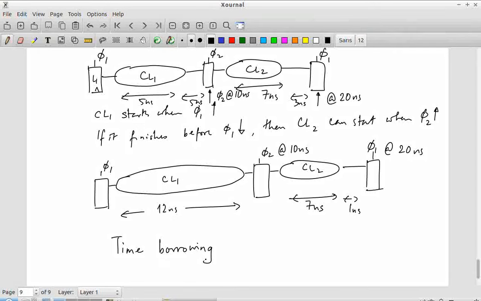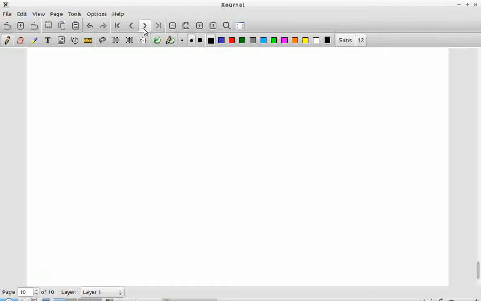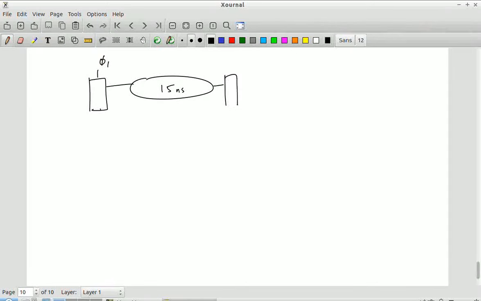Okay, and by the time the next clock edge, φ1, that is L3, becomes transparent, once again everything is over. Now even that was not really necessary, right? I could have had a situation where this is φ1, this takes 15 nanoseconds. φ2 takes 10 nanoseconds. The next φ1 over here still works correctly.